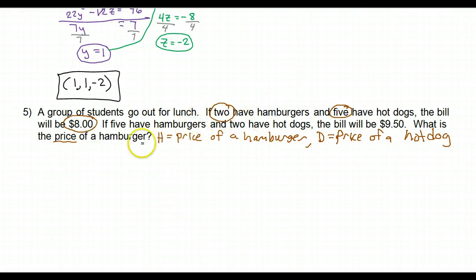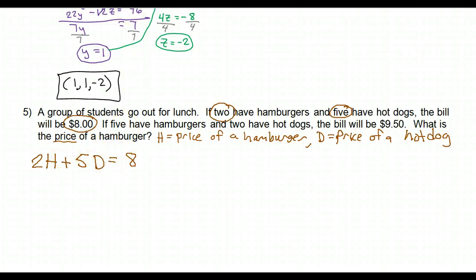All right, 2 hamburgers. So $2 per hamburger plus... I mean, not $5. 2 hamburgers. So 2 times the price of a hamburger, 5 times the price of a hot dog, should give me the total amount of $8. So there's my first equation.